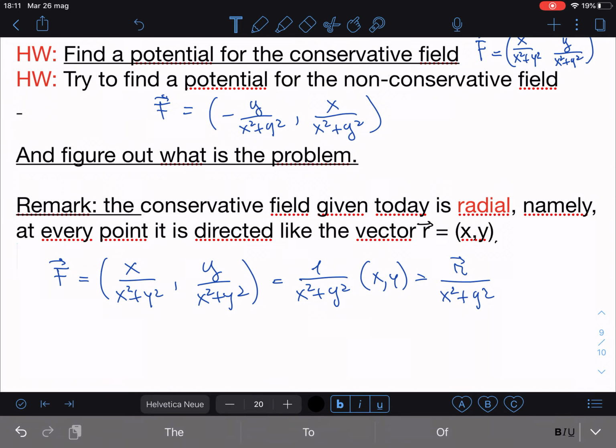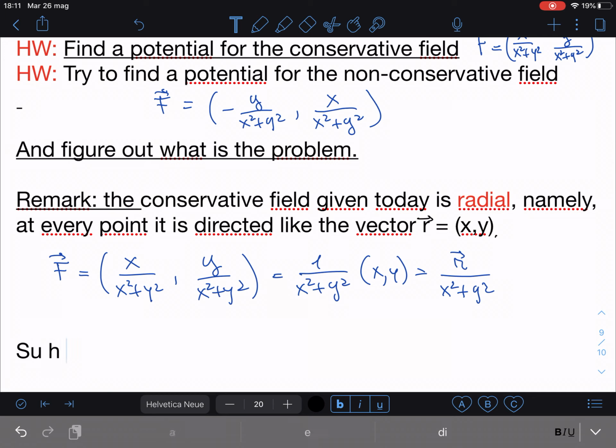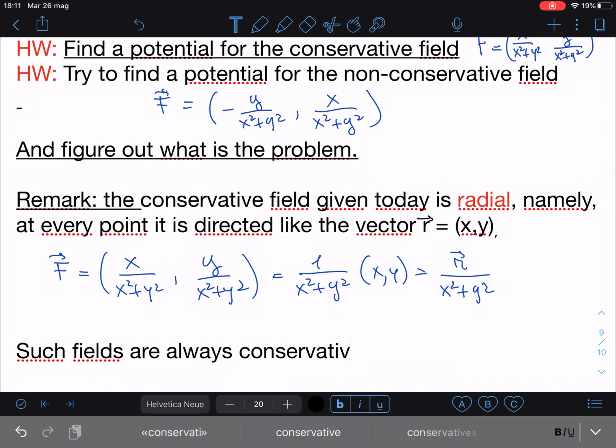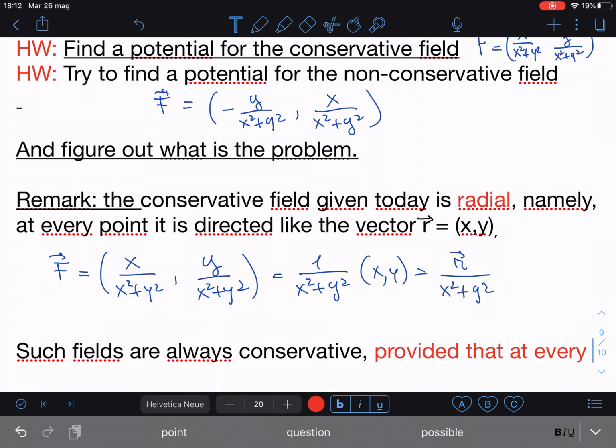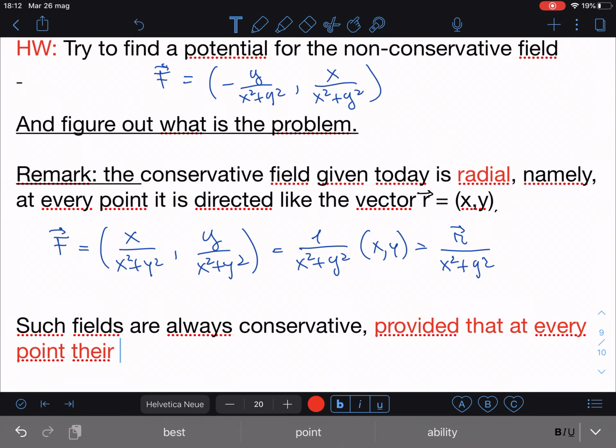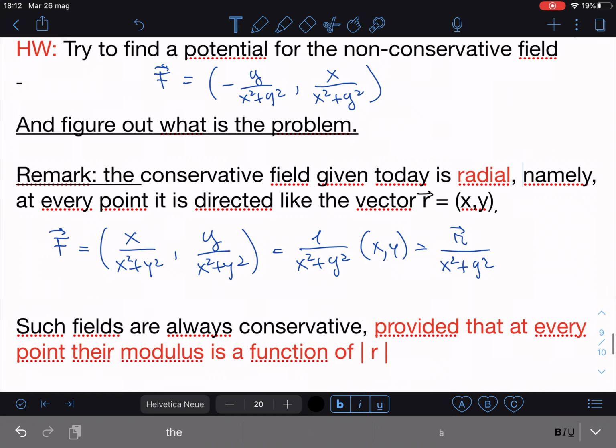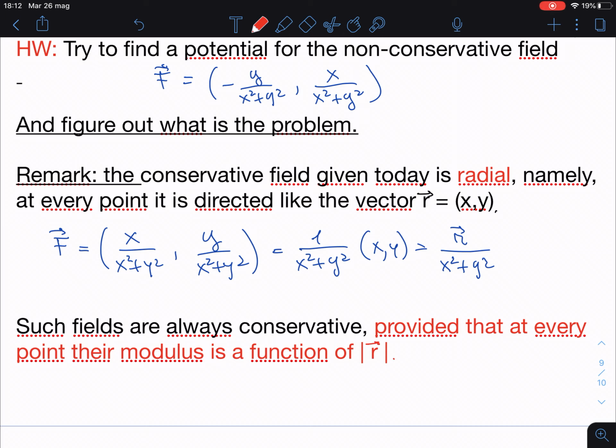Such fields are always conservative, provided that, this is often forgotten in books, at every point their absolute value, their modulus, is a function of the modulus of r. This is true also in physics for the gravitational fields and so on.